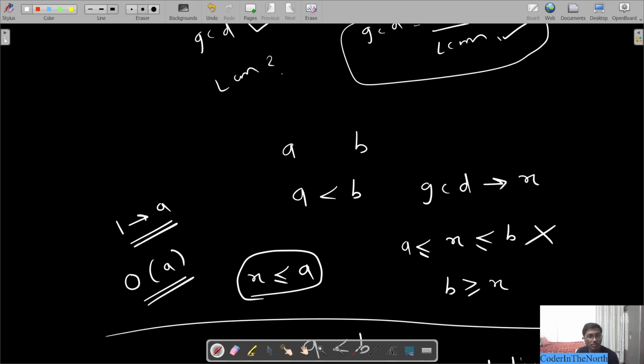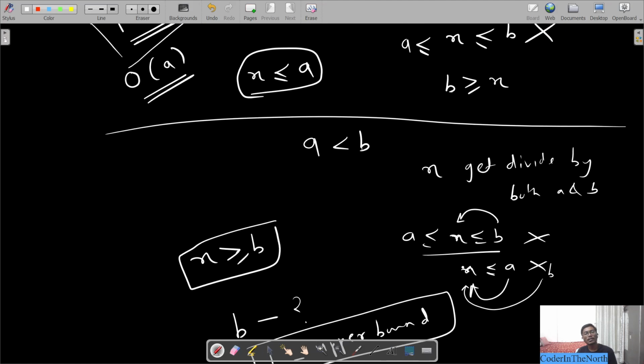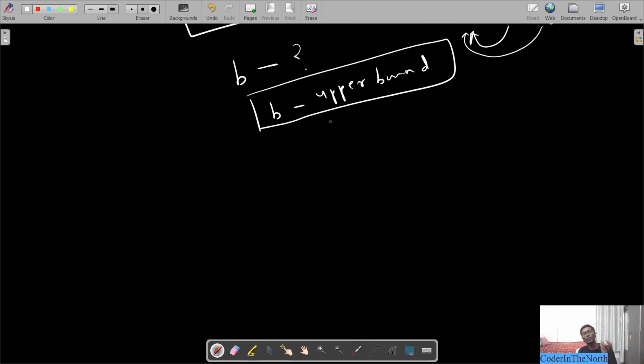But in the case of GCD, I already know that I have to start from 1 and the upper bound will be A. In the case of LCM, I really don't know. Even if I start from B, where will I go? For how many numbers do I have to check? So a better idea is to calculate the GCD, and with the help of GCD I can then calculate the LCM. This is the easiest way.